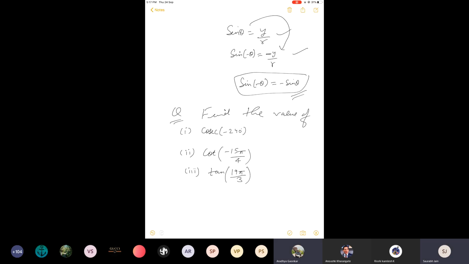The first answer is 2 by root 3. I'm writing your answer here. I'm not saying it is correct, I'm just writing your answer, 2 by root 3. Anyone else having any other answer or the same? Same. Okay, you are getting the same answer. All right, let us see. I think you are correct.